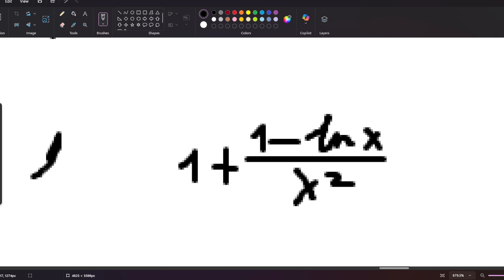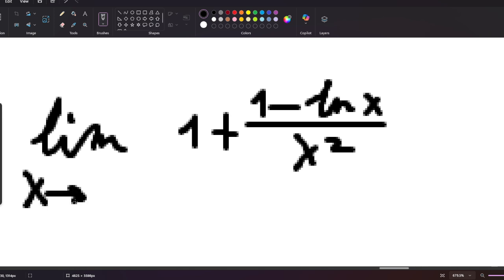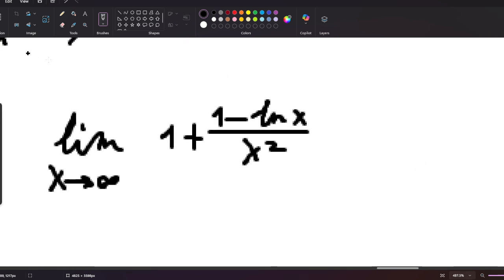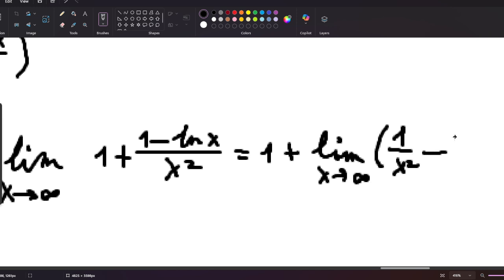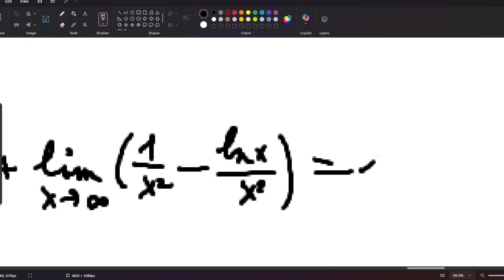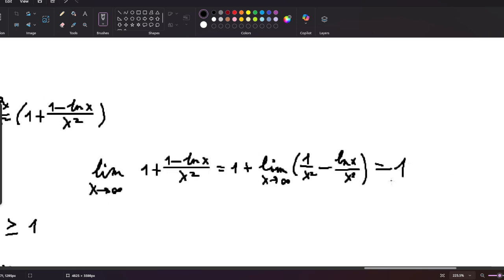Let's take the limit as x approaches infinity here. It's just going to be 1 plus the limit as x approaches infinity of 1 over x squared minus natural log of x over x squared. Both are known to converge to 0, so that's just going to be 1. Cool.